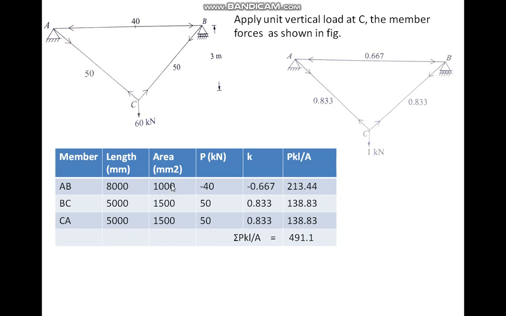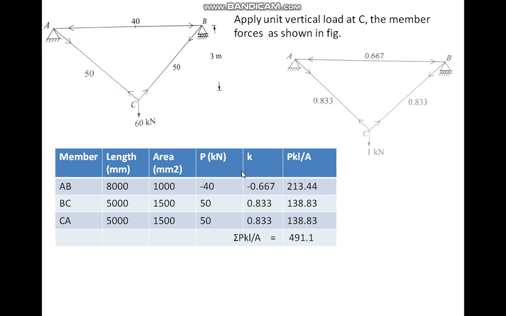For area, you know the compression members and tension members differ. For AB, the compression member is 1000 and the tension member is 1500. This one is compression, so you write 1000 millimeters, and the tension is 1500. For the P value, where it is compression you write minus 40, and where it is tension you write plus 50.